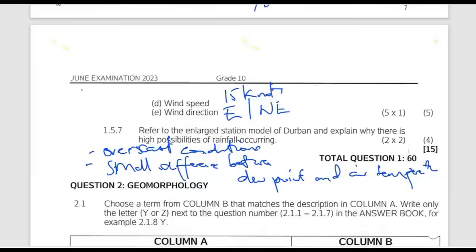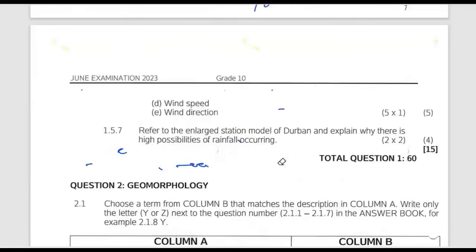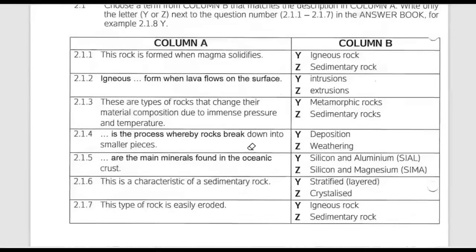Right, so basically that is with our climate question. We have gone through the question and we've tried to highlight all important aspects and figure out the justification of our answers to given questions. Right, what we need to do now is move on to question number 2. Our question number 2 is a geomorphology question. Our geomorphology starts with a matching column question.